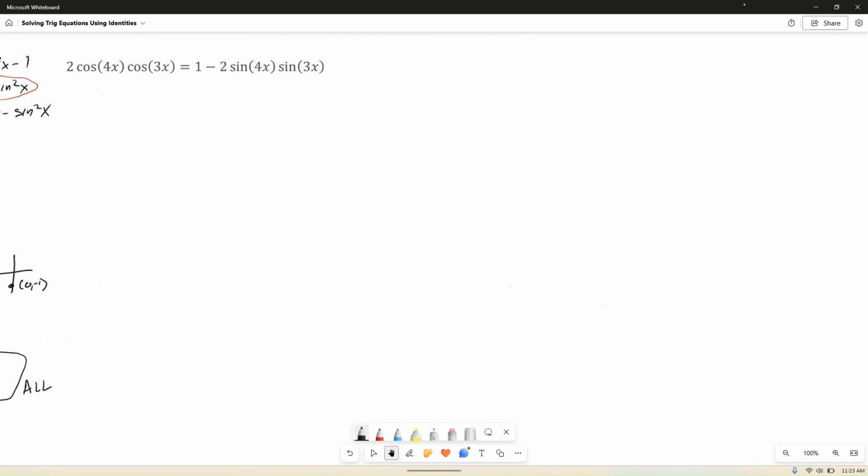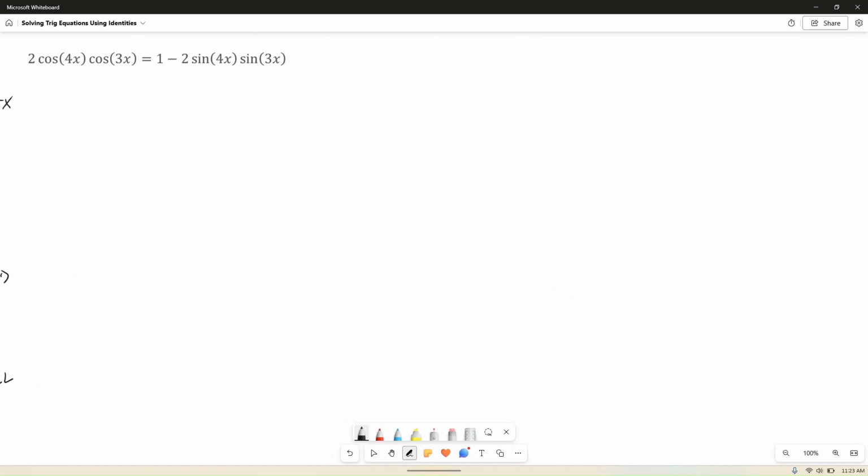All right, let's try one more here. This one's a little more involved of an equation, but it will turn out to not be too bad. We have 2 times the cosine of 4x times the cosine of 3x equals 1 minus 2 times the sine of 4x times the sine of 3x. So you might look at this and not even be sure where to start. Okay, so some things to look at.